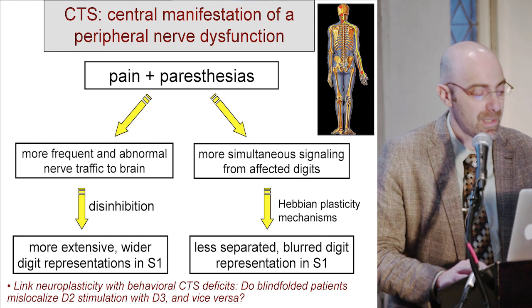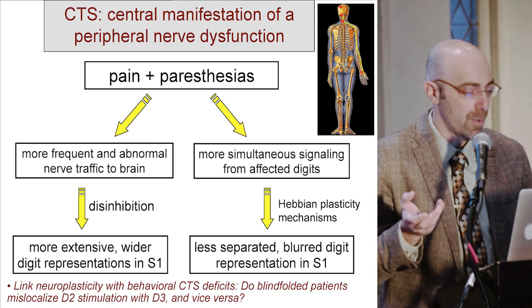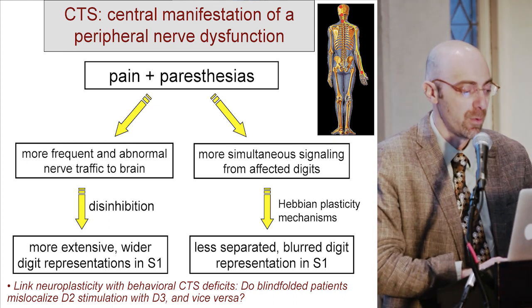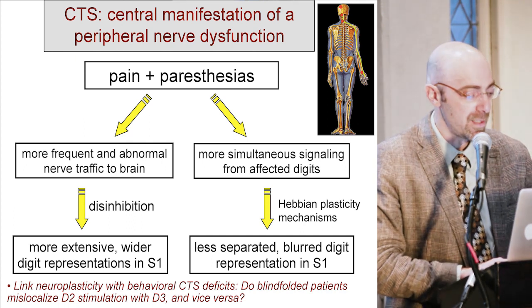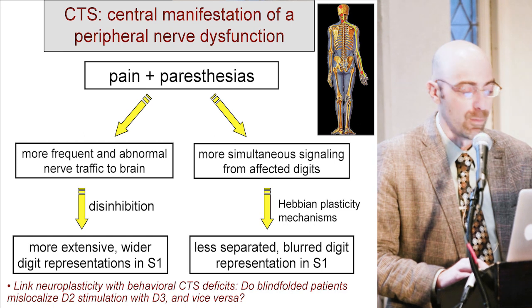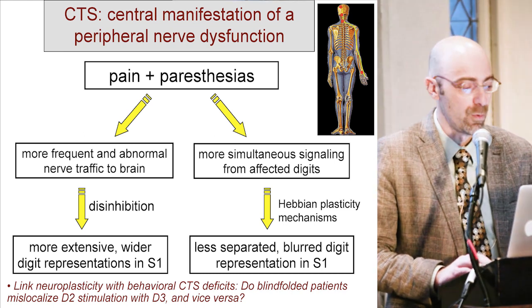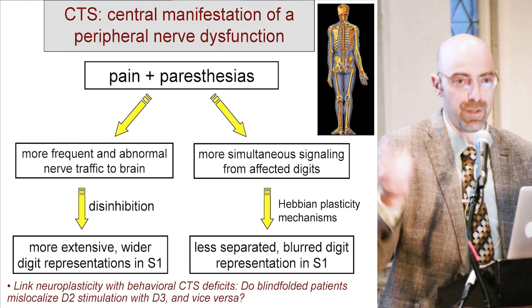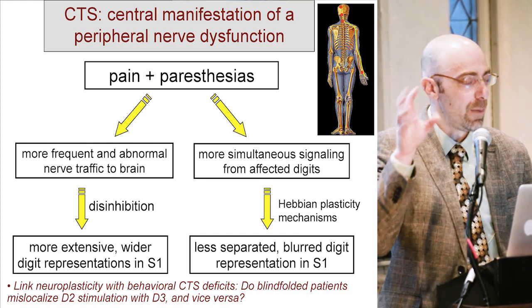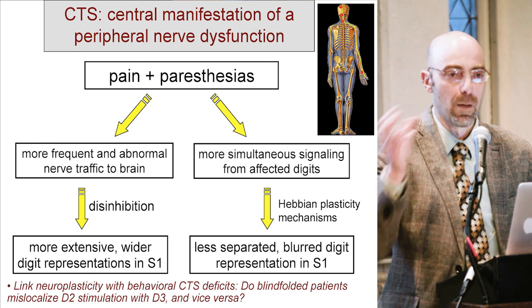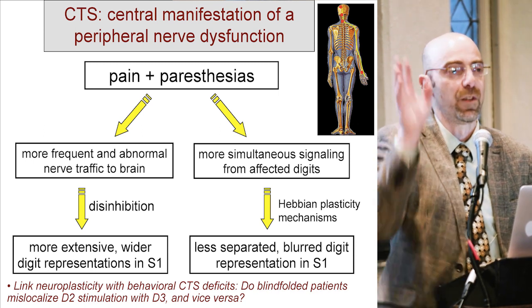So our model for what's happening is that the pain and paresthesias in carpal tunnel syndrome are leading to more frequent and abnormal nerve traffic to the brain, which then, through disinhibitory processes, leads to wider, more extensive digit representations in S1. But it's not just more nerve traffic, it's also the fact that these paresthesias, this kind of tingling and numbness sensation that patients are feeling, are more simultaneous across multiple fingers.